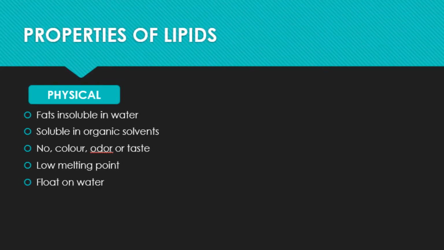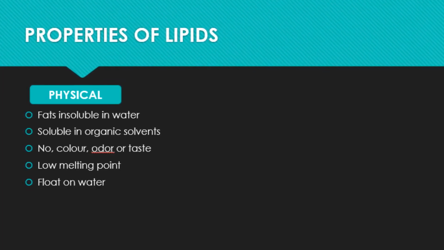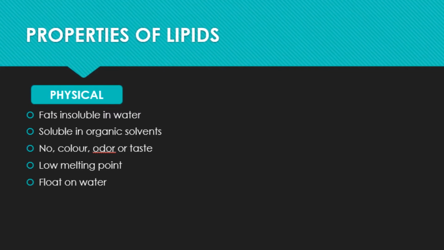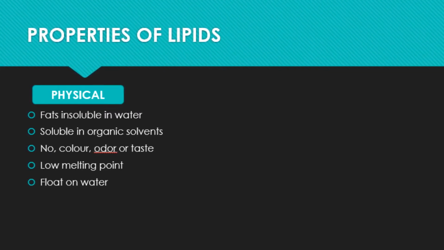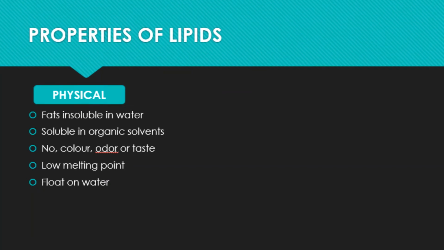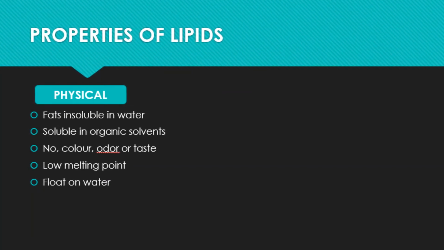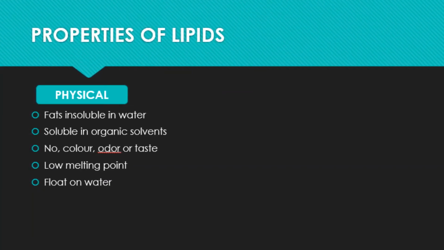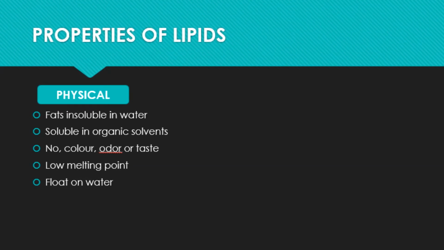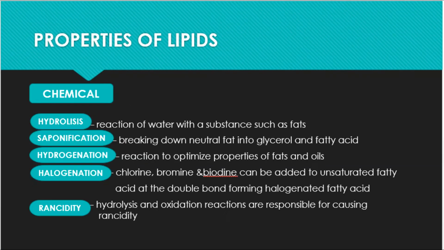The properties of lipids can be divided into two, which are physical and chemical. In a physical way, fats are insoluble in water but soluble in organic solvents. They have no color, odor, or taste. They have a low melting point and they float on water. In a chemical way, lipids react in hydrolysis, saponification, hydrogenation, halogenation, and rancidity.